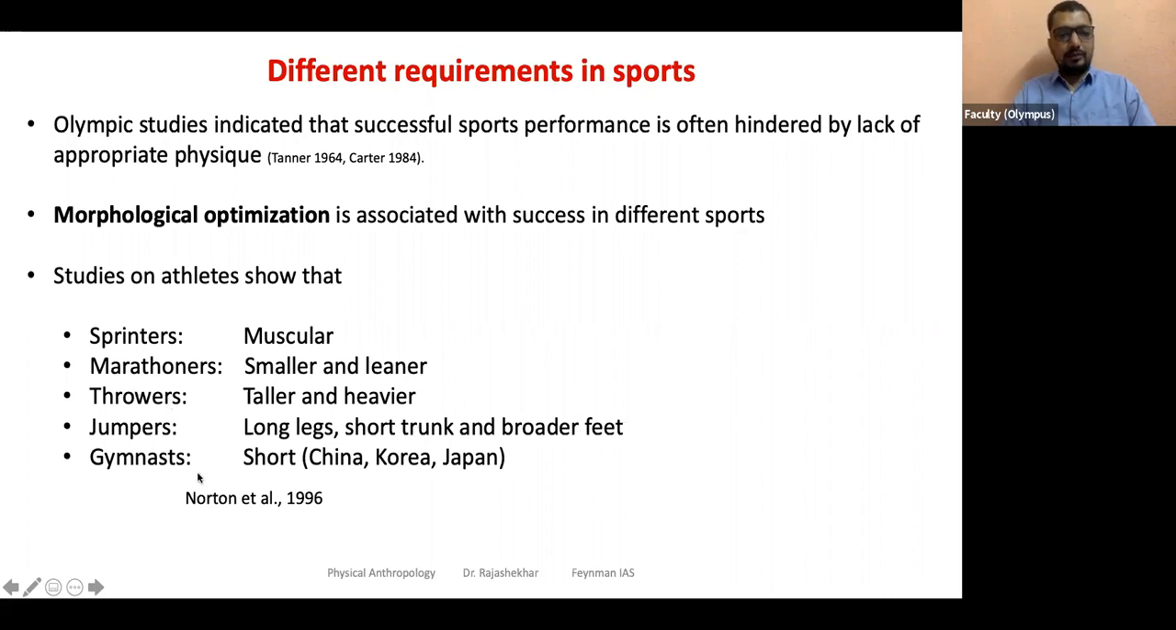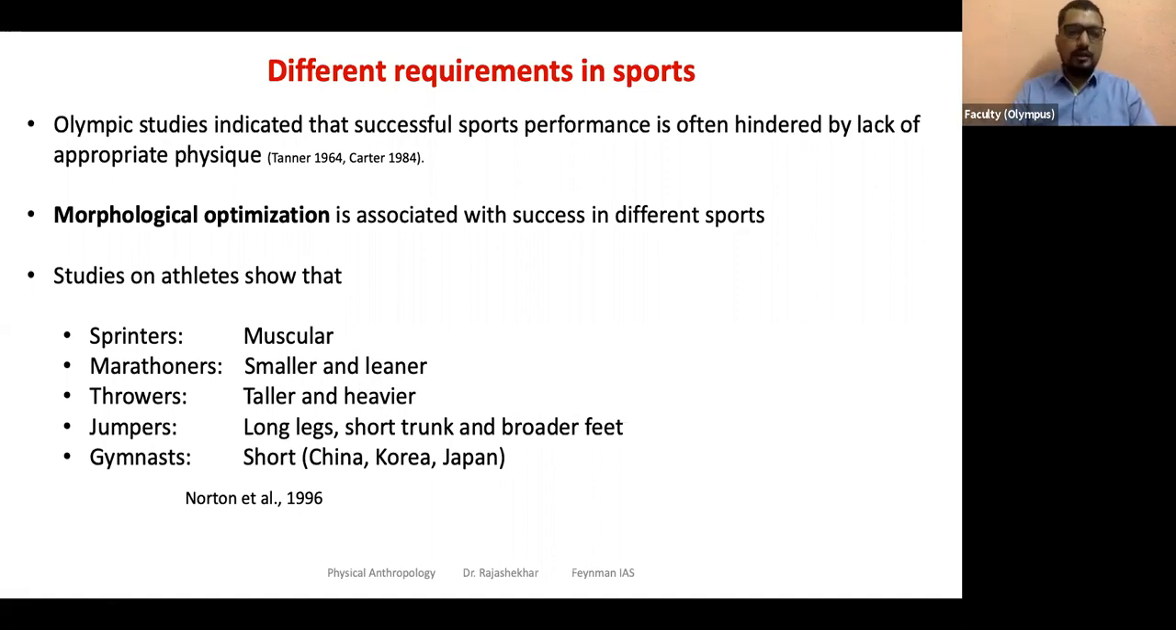Jumpers, long jumpers, for example, they need long legs, short trunk, broader feet for better balance. So I'm giving you examples of features which are suitable for specific types of sports as per the studies done. This is a 1996 study, Norton et al., who published this work where they discussed various features of sports people. Some need to be muscular, some need to be smaller and leaner, some need to be tall and heavier, some need to have long legs, short trunk, and broader feet.